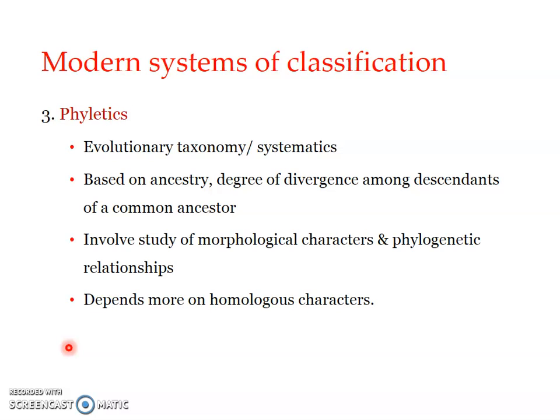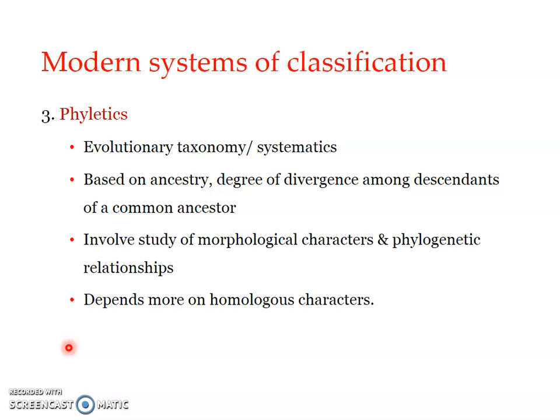Regarding the morphological characters, we depend more on the homologous characters and analogous characters. Obviously, we take into account the apomorphic or plesiomorphic characters. We also take into account the closeness, the evolution of descendants from the common ancestor, everything. But along with that, we also take the homologous characters into account while classifying the organisms. Obviously, only the homologous and analogous characters which have importance in evolution are taken into account, not all the characters. Other characters are given less significance.